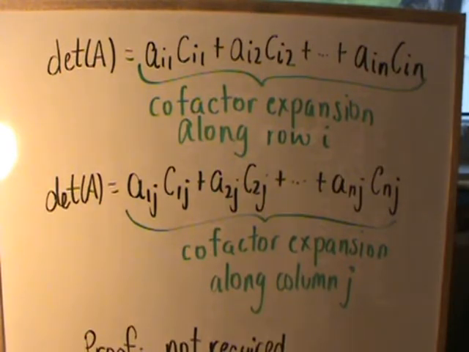The second equation is called the cofactor expansion along column j. So here, instead of choosing a row to do our expansion, we're going to choose a column. And that formula here is given as the determinant is equal to the entry a_1j times the cofactor c_1j plus the entry a_2j times the cofactor c_2j, and so on until we get to the last entry in that column, a_nj, and we multiply it by its corresponding cofactor.